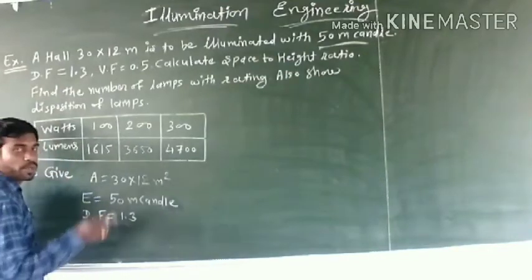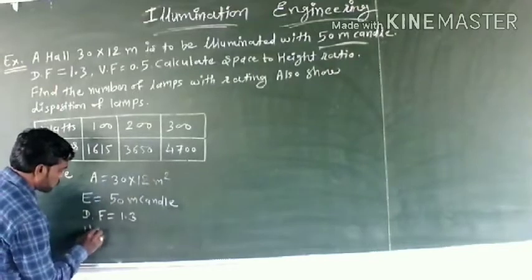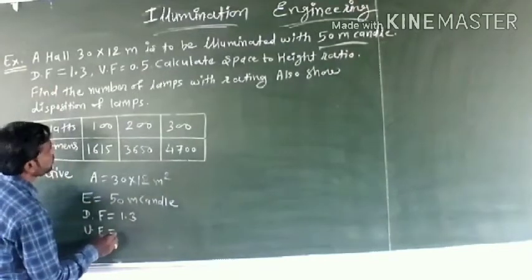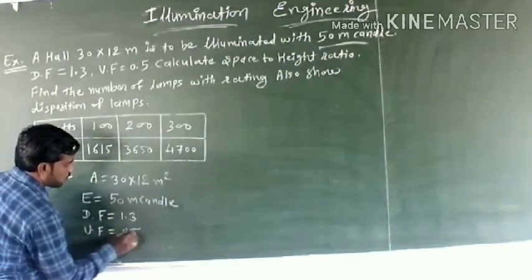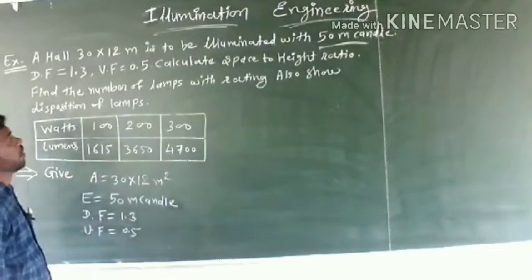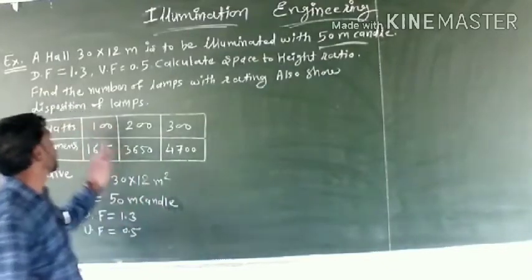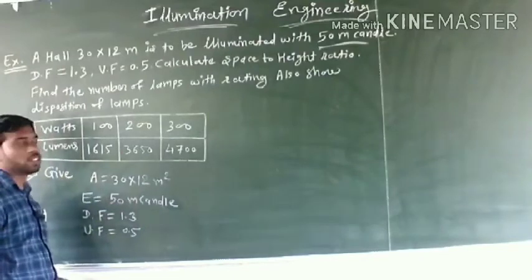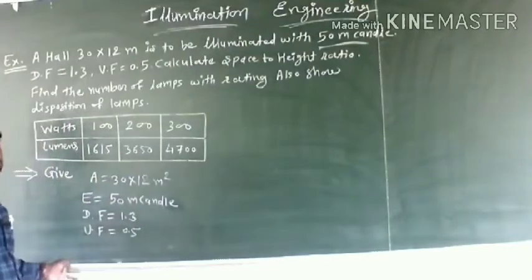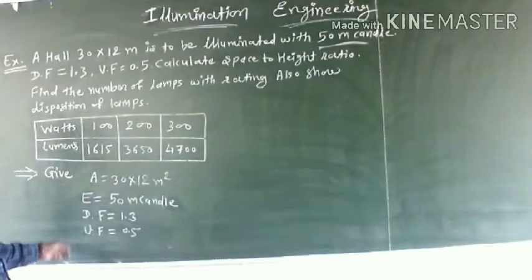Then U up, utilization factor. U up is 0.5. And calculate space to height ratio again. Then the number of lamps with rating and show their disposition. So here is the given data. Now from this we have to solve this.